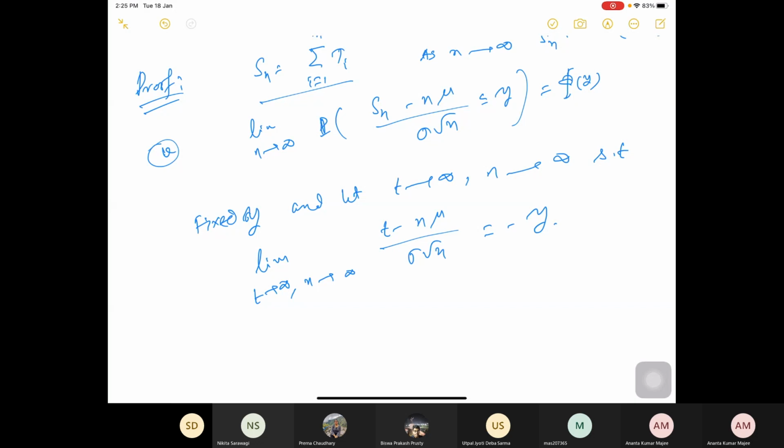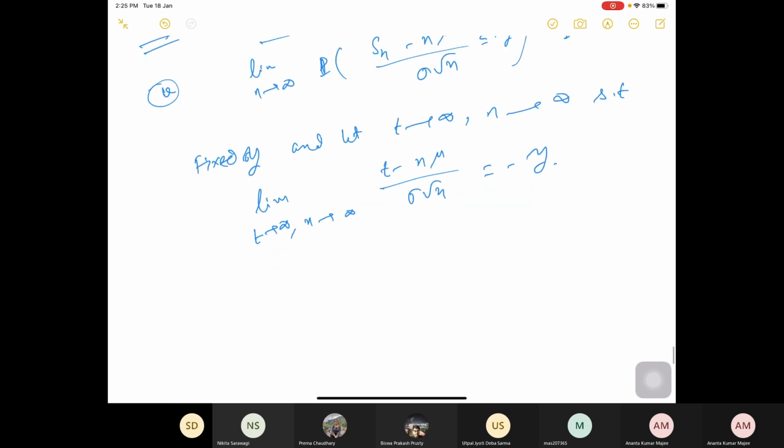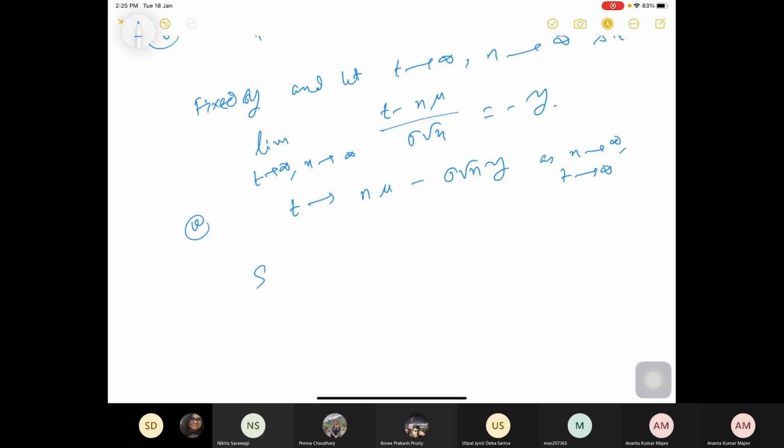So (t minus n mu) by sigma root n is minus of y. So that is, t converges to n mu minus sigma root n y as n goes to infinity and t goes to infinity. So now let's look at these things, because if S_n is less than t, then I can have N(t) greater than or equal to n. So I put S_n strictly greater than t.